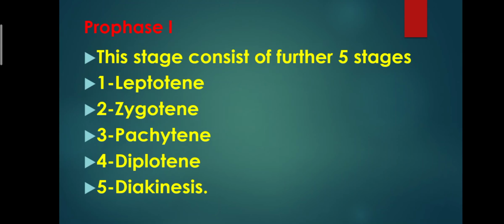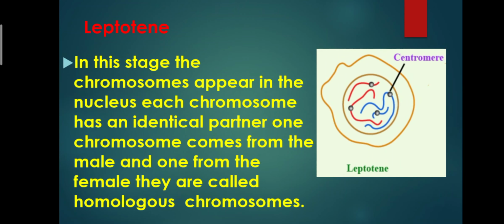Prophase 1. This stage consists of a further 5 stages, that is leptotene, zygotene, pachytene, diplotene and diakinesis. Leptotene. In this stage, chromosomes appear in the nucleus. Each chromosome has an identical partner. One chromosome comes from the male and one comes from the female. They are called homologous chromosomes.